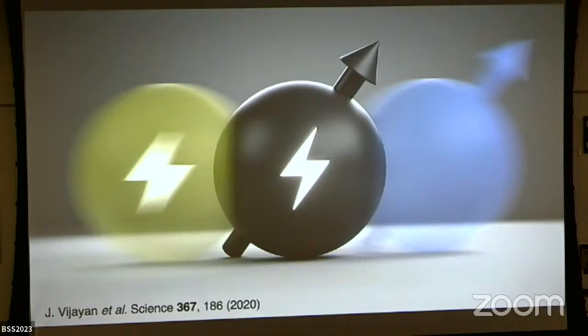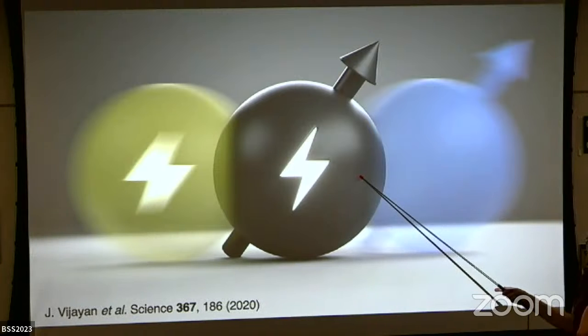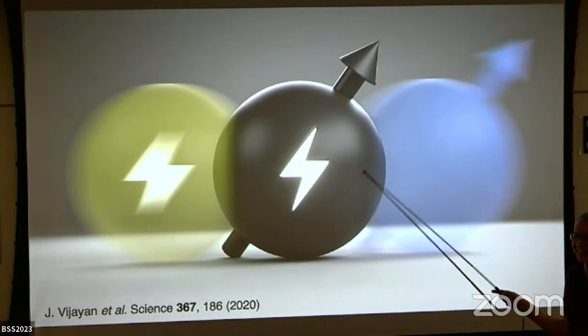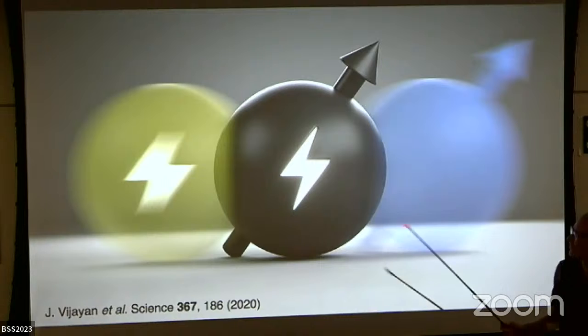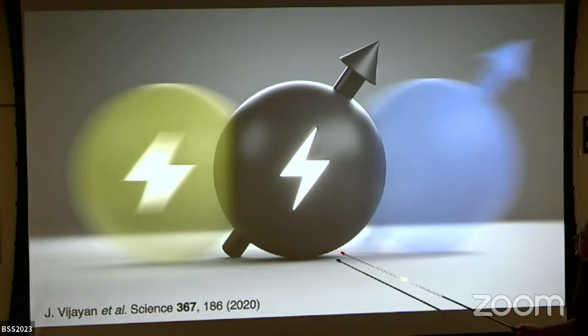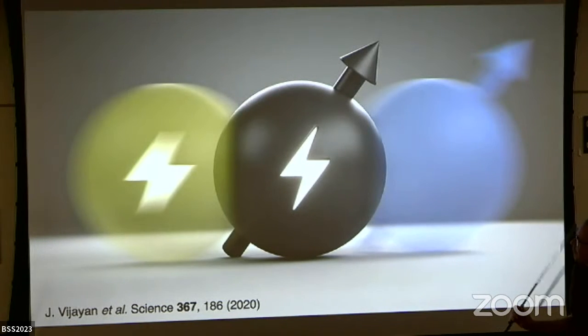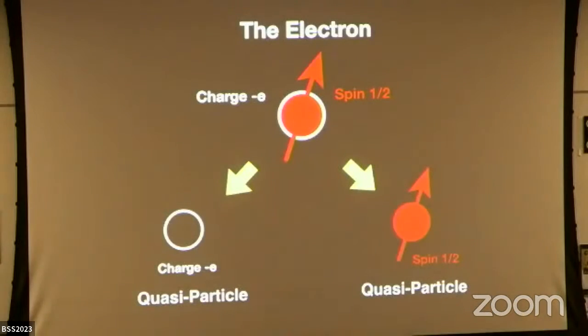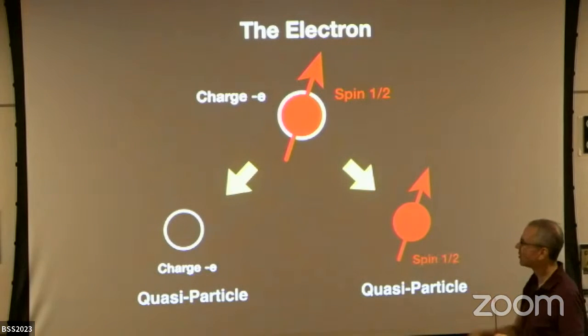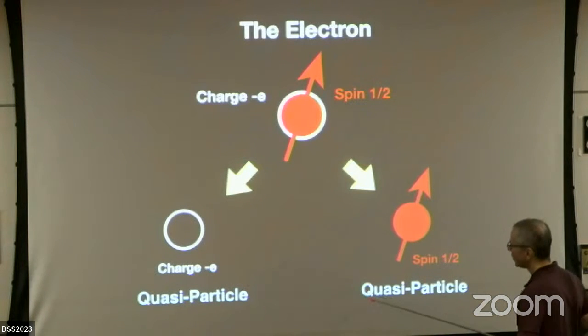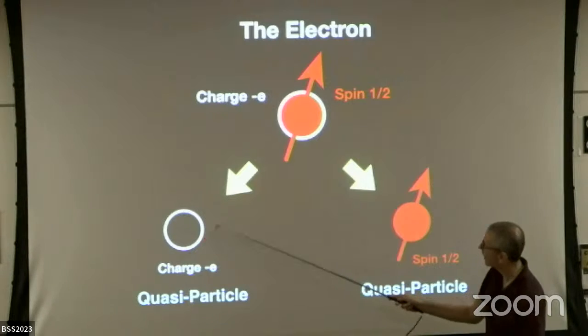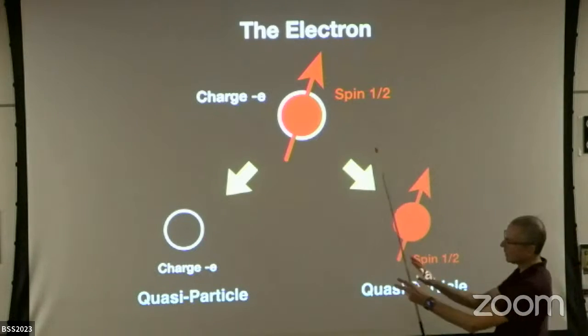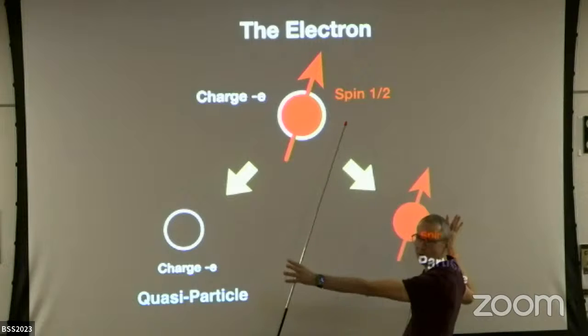So, our electron has two quantum numbers, charge and spin, right? And of course, we can't separate the two from each other. The interesting thing is, in a solid you can do that. You can take an electron, inject it into a solid state system, and it can fractionalize into two quasi-particles, one which carries the charge and one which carries the spin. And if they are deconfined, that means they can separate over arbitrary distances.